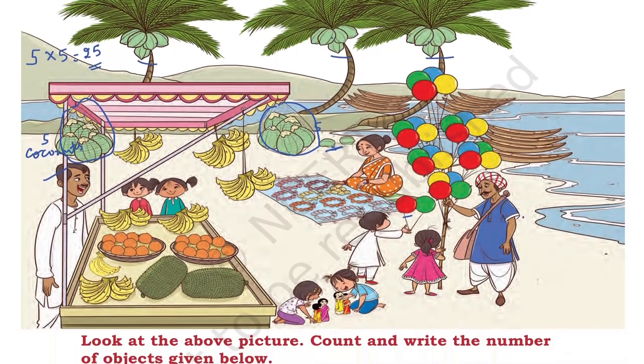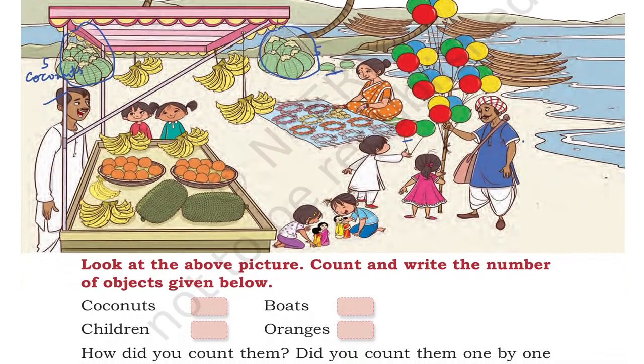I'm sure you must have also done it along with me. So we're going to write the number of coconuts as 27. Now, before I go ahead and do it, I want you to count the number of children that we see in the picture, and then you can do it with me also. Right. Let's count the children.